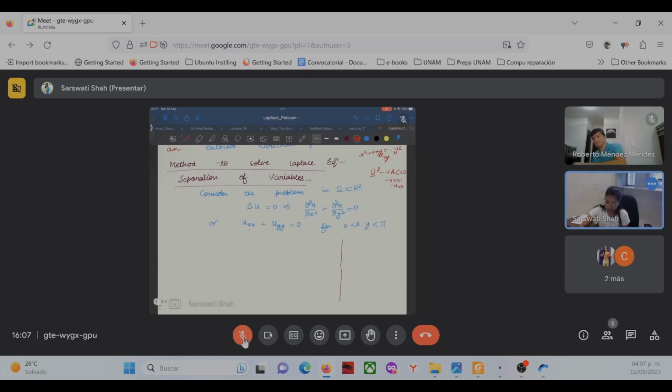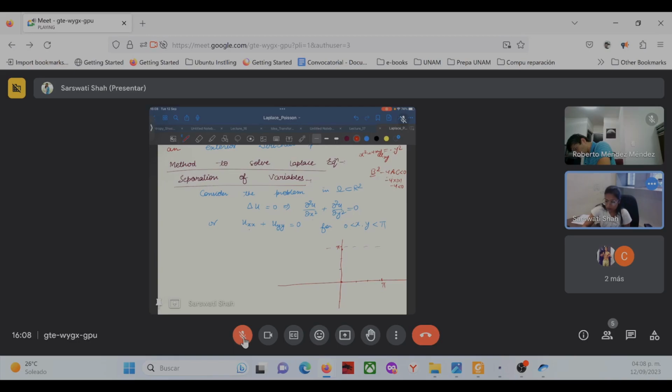So x is varying from 0 to pi. Pi is 3.14. So this is going to be pi, and this is going to be 0. y is also varying from 0 to pi. So this is 0, 1, 2, 3. So this is going to be pi.